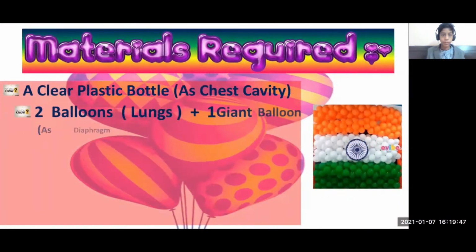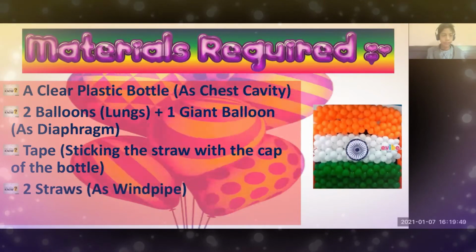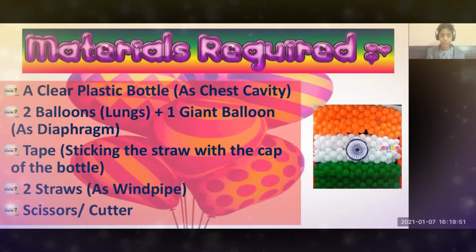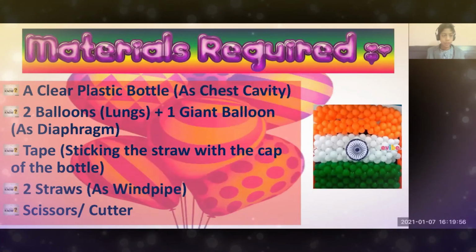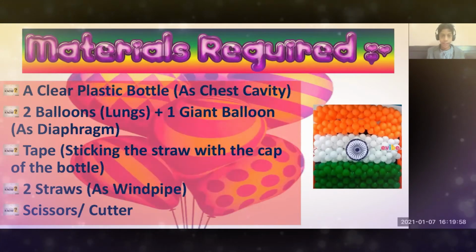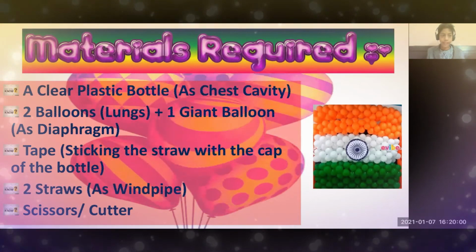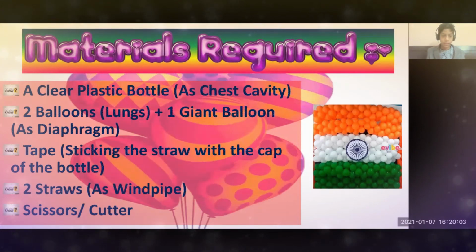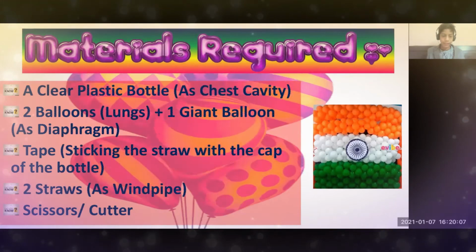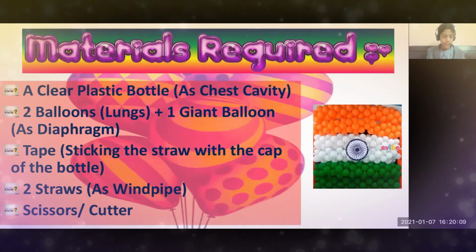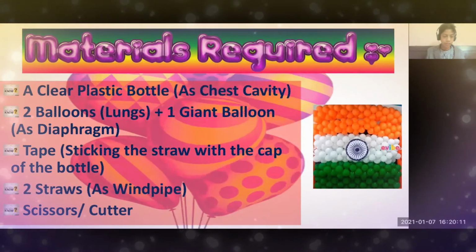Now let us talk about the materials required for the balloon activity. First, a clear plastic bottle that will act as the chest cavity. Second, two balloons that will act as lungs, and one giant balloon that will act as the diaphragm. Third, tape that will stick the straw to the cap of the bottle. Fourth, two straws that will act as the windpipe. And the accessory items like scissors or a cutter.